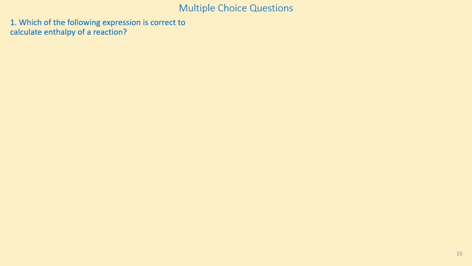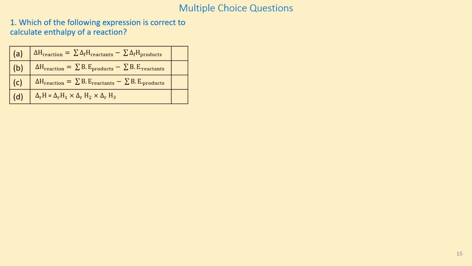First question: which of the following expressions is correct to calculate enthalpy of a reaction? Four options are given. You have to remember the relationship and mark the correct answer. The correct answer is option C. I will read once again the correct answer: delta H reaction is equal to sigma bond enthalpy of reactants minus sigma bond enthalpy of products.